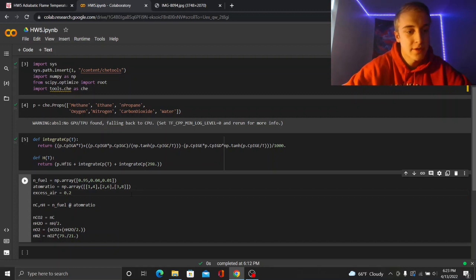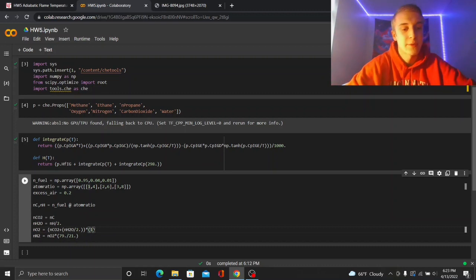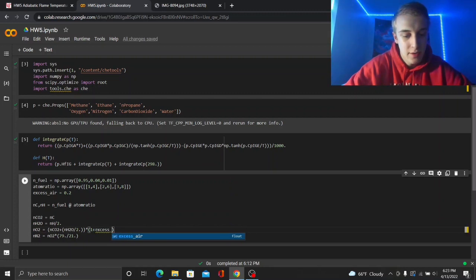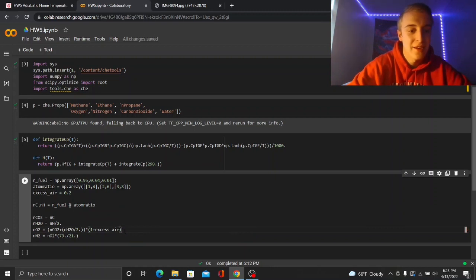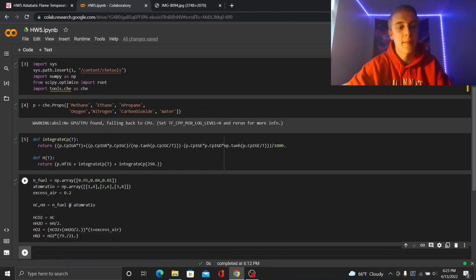And it said it was 0.2. So we can just add that. Multiply by that, and we're going to add 1 to our 20% excess air, like so, in order to account for that amount of oxygen that will be in that excess air. And then since it's doing that for our oxygen, it would then also apply to our nitrogen because we have this in here for our nitrogen as well. So I'm just going to run that.